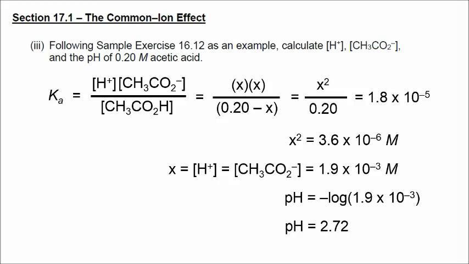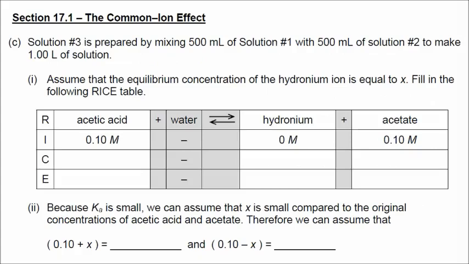So now we're going to take a look at solution 3, which is prepared by mixing 500 milliliters of solution 1, the sodium acetate, with 500 milliliters of solution 2, the acetic acid. Now, since each of those solutions had a concentration of 0.2 moles per liter, when we combine these two solutions together, we're going to cut the concentrations in half. So we have 0.1 moles per liter of both acetic acid and acetate.